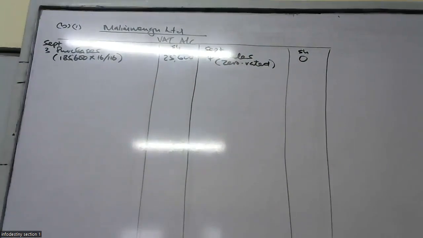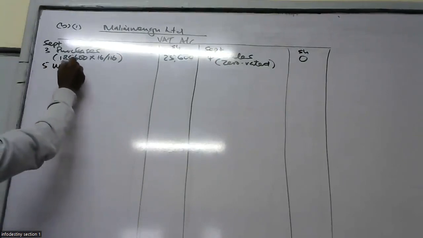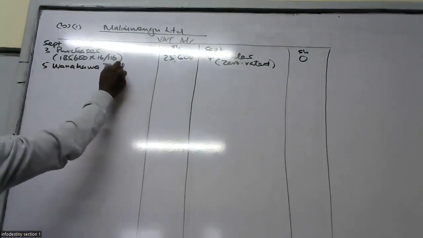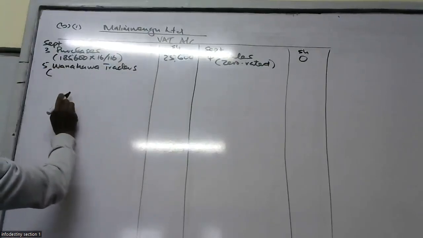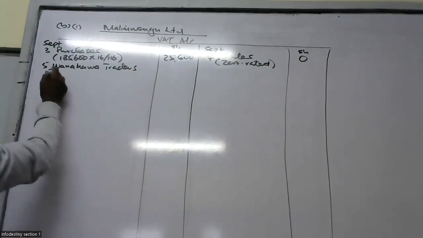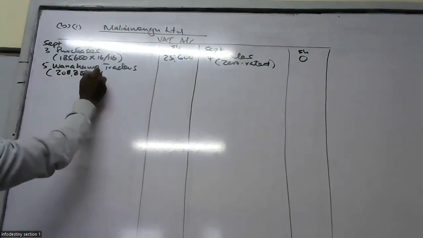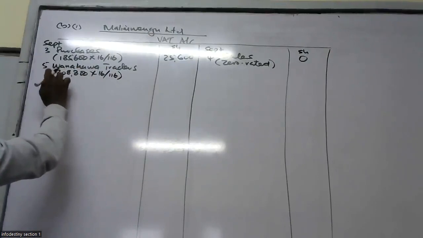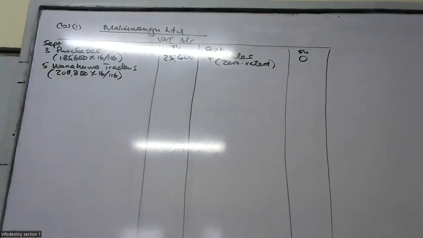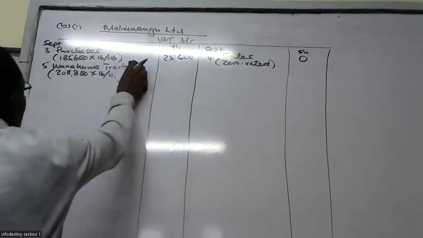On 5th, sold goods on credit to the traders. Oh, it was a sale. I'm mistaken, you only debit part of it. Sorry, it's supposed to be a sale to the traders.